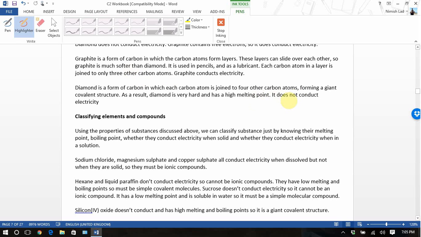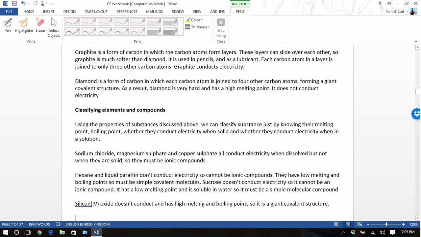So it doesn't have any free electrons, so it cannot conduct electricity. Graphite can only conduct electricity because of its free electrons. It has layers, and therefore it's a good lubricant and can also be used in pencils. Diamond is joined to four other carbons, therefore it's very hard, has a high melting point, and does not conduct electricity.